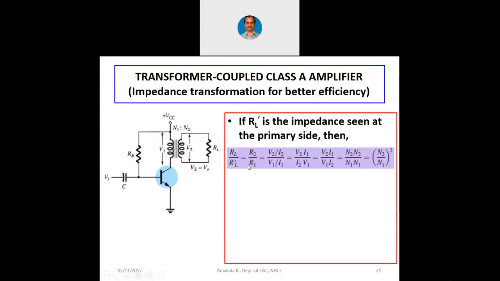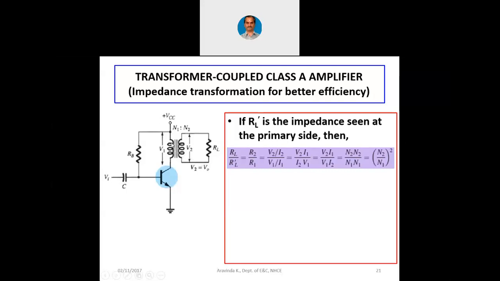RL by RL dash is R2 by R1. See, RL by RL dash is R2 by R1. Now what is R2? V2 by I2. What is R1? V1 by I1. R2 is the resistance of the secondary side's coil and R1 is the resistance of the primary side's coil. They are proportionate that way. We already have this R2 and RL in parallel. We are trying to find out RL dash corresponding to the input side. So it is R2 by R1. R2 is V2 by I2. V2 is the output at the secondary.